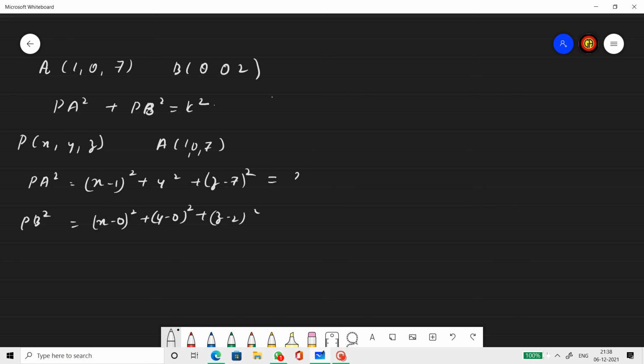Now try to simplify this as well as this. Then substitute here in this place. Equate to k square. So you end up getting an equation which is in terms of x, y, z and also k. So when you expand this, you get something in terms of x, y, z. And then you put it over here and here, equate to k square. The resulting answer will have x, y, z and k, which is all the points which satisfy the condition of PA square plus PB square equals k square.